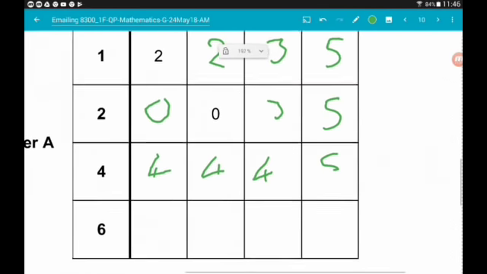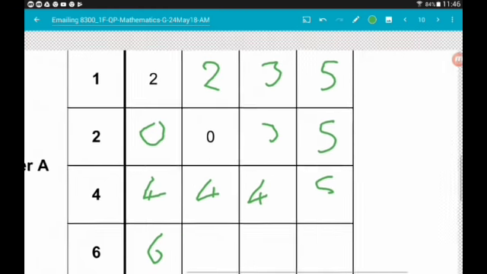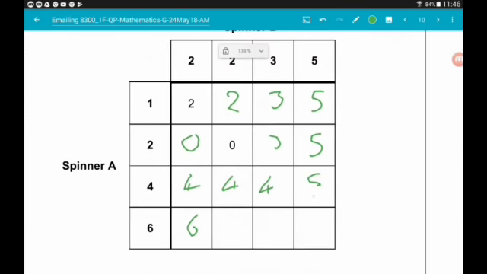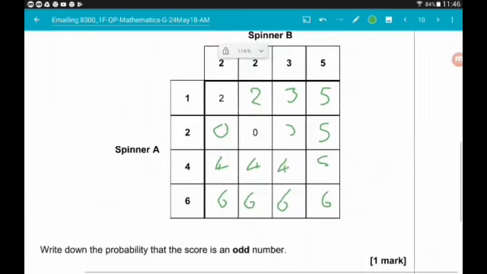Fourth row, 6, sorry, 6 and 2 would be 6. 6 and 3 would be 6. 6 and 5 it would be 6. Cool.